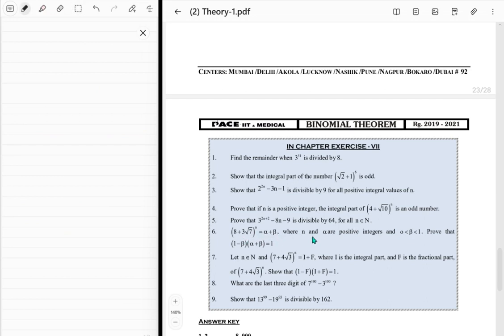Next, this thing is alpha plus beta, where alpha is a positive integer and beta is a fractional part. Prove that 1 minus beta times alpha plus beta is equal to 1. Oh, come on.